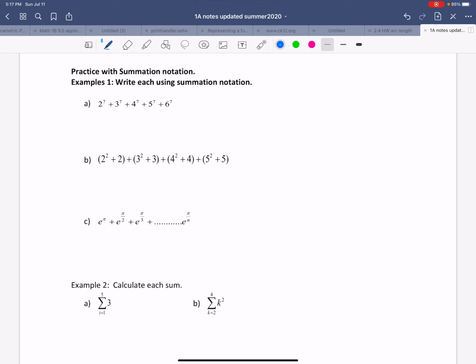Today we are going to learn about limit of Riemann sum. We will start with summations. So first of all, first example, write each using summation notation.